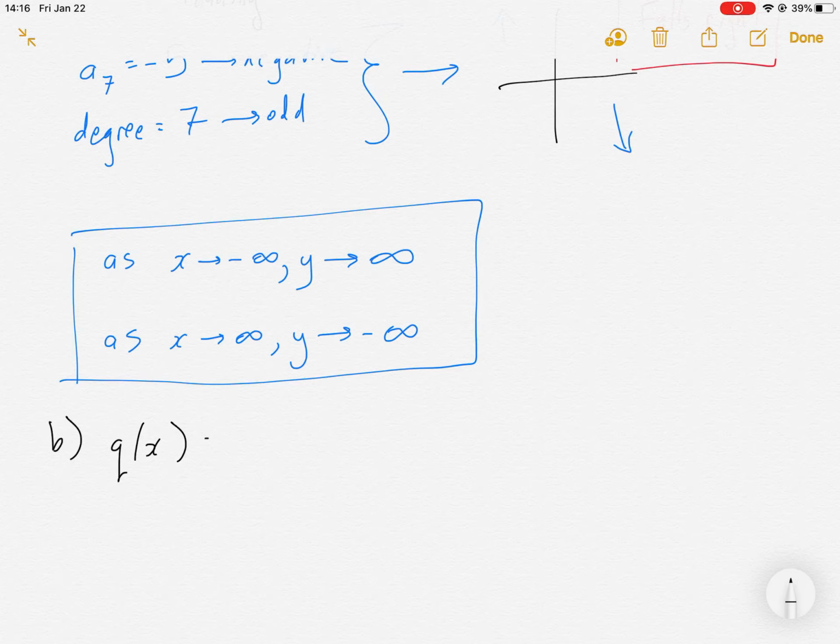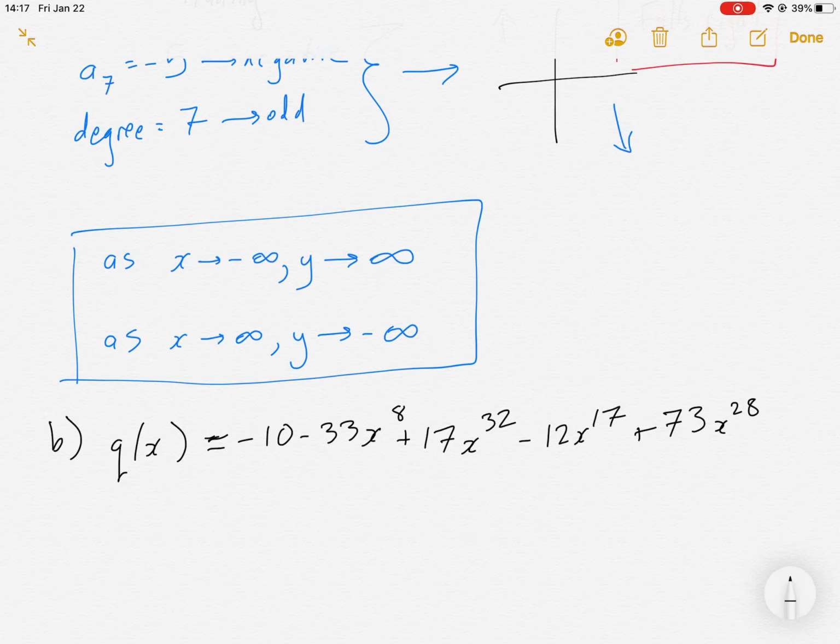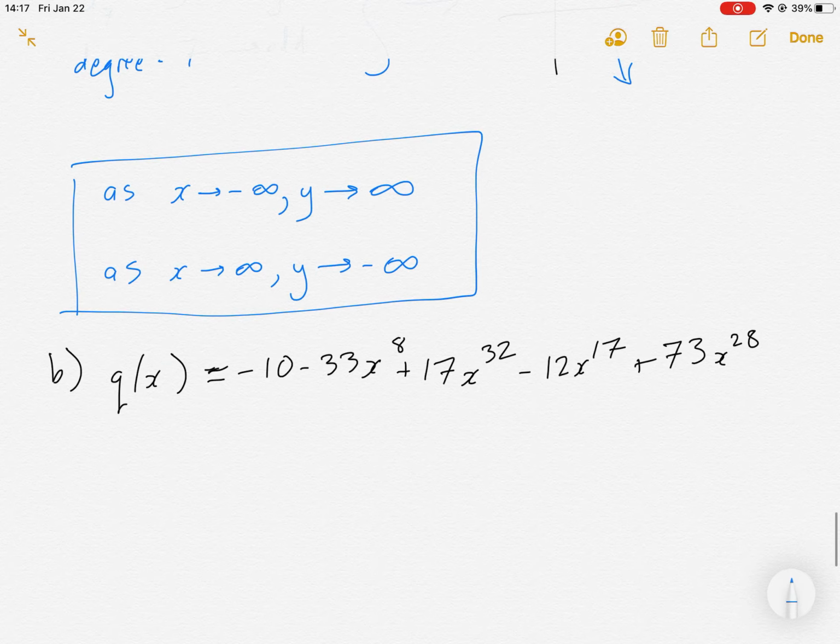Let's use a different letter. We've already used P. Let's say I had a polynomial negative 10 minus 33x to the 8th plus 17x to the 32 minus 12x to the 17 plus 73x to the 28. Now the reason this one might be confusing is because it's not in standard form. So you'd actually have to look to find the largest exponent. It looks to me like it will be this one.